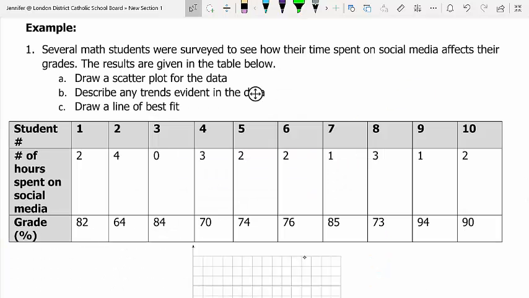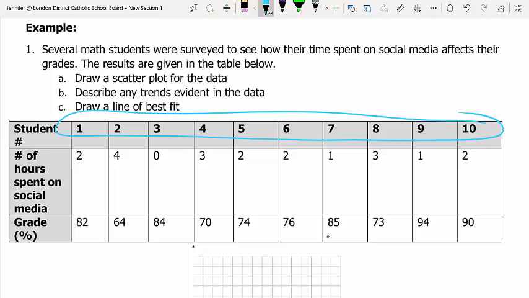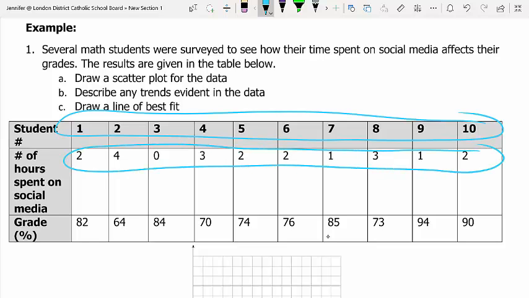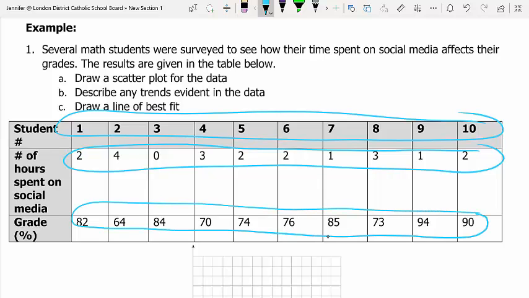Let's do an example. Number 1: several math students were surveyed to see how their time spent on social media affects their grades. The results are given in the table below. We surveyed 10 students. We asked them how many hours they spend on social media every day, and then we recorded how they did on their math test. And we want to see if there's a connection. Maybe we're going to see that the kids who spent more time on social media didn't do as well. Let's see if there's a connection.